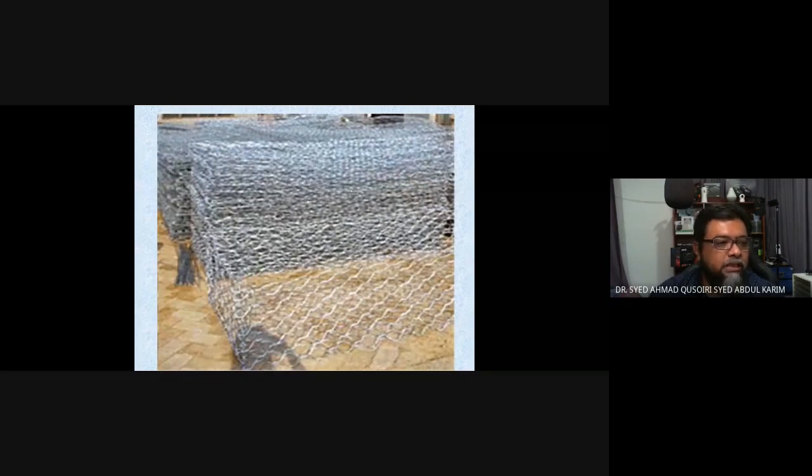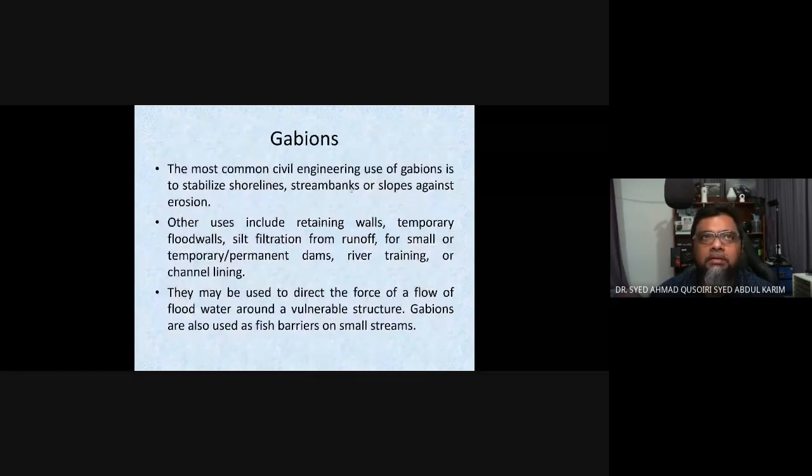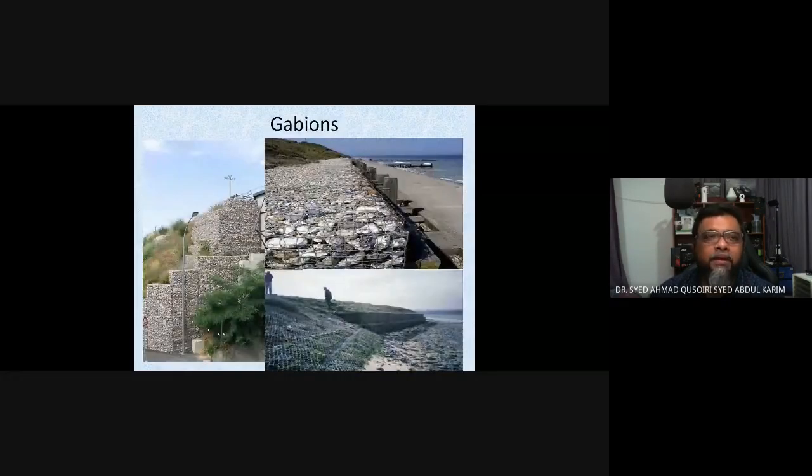Patutnya guna sementara je. Tapi tak tahulah kan. Sebab sangka ni lama-kelamaan dia boleh berkarat. So kegunaan dia: stabilize shoreline, stabilize slope, retaining wall, plot for seep filtration. Untuk menapis keladak.